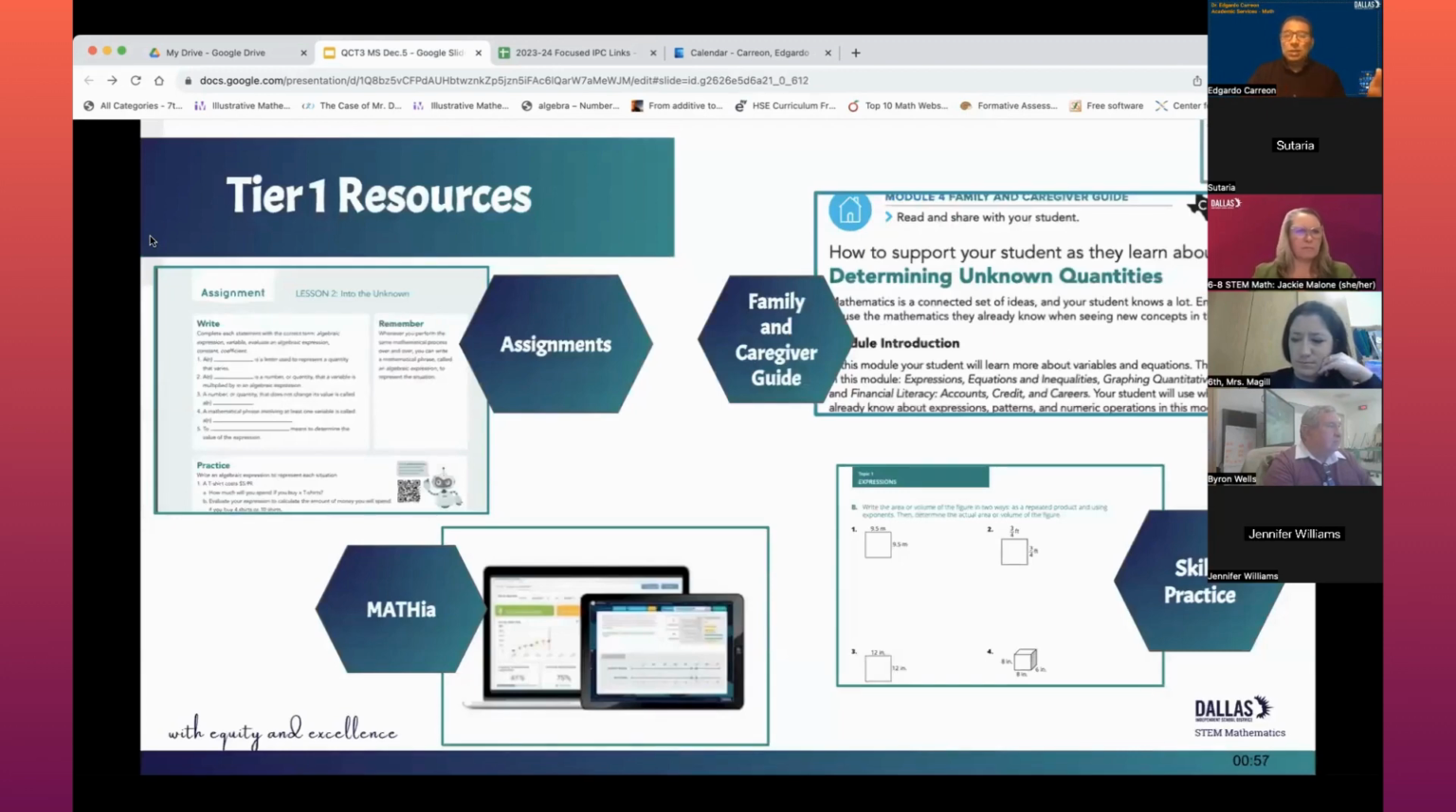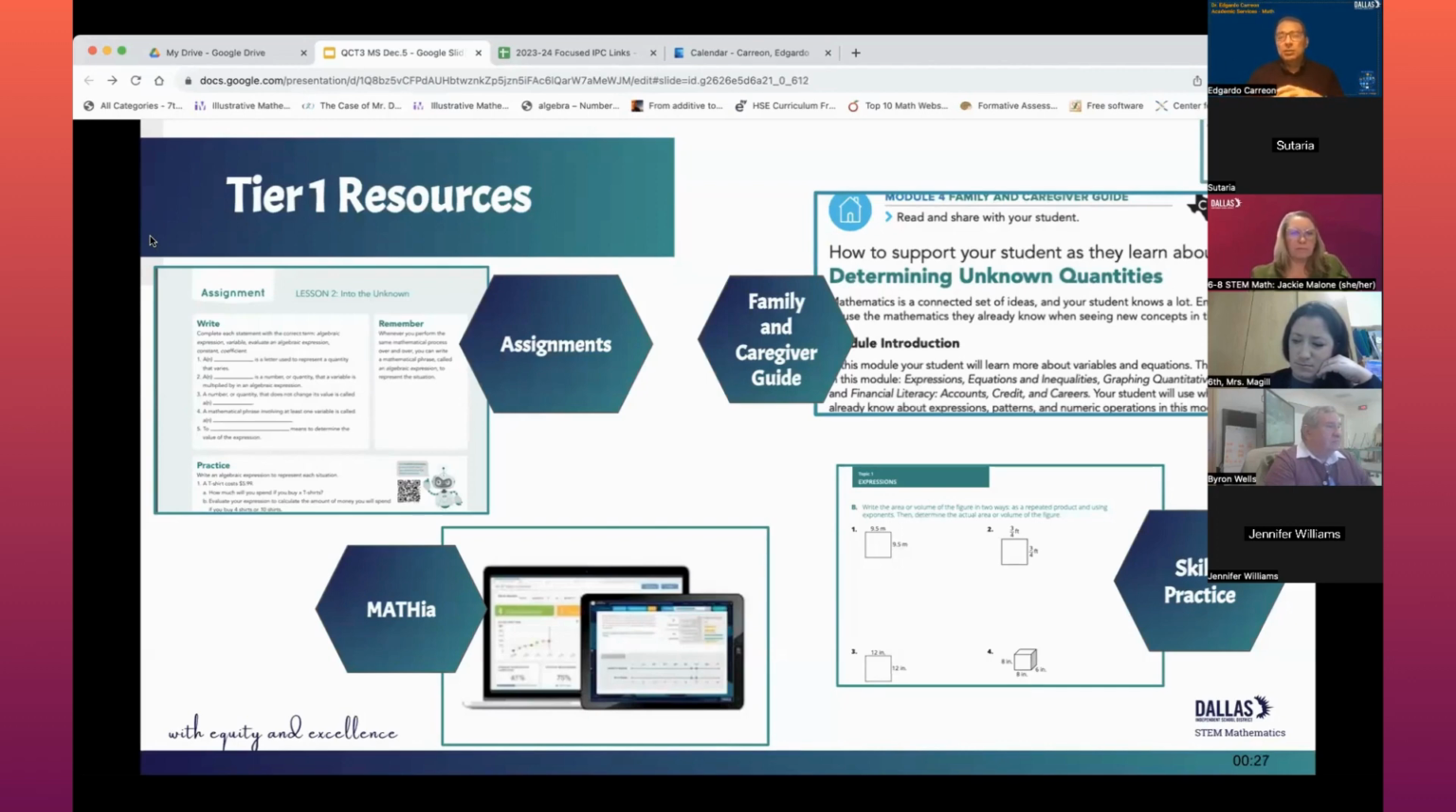When we say tier 1 resources within Carnegie Learning, keep in mind that we are talking about the assignments. We're talking about skills practice. We're talking about the use of Mathia, and absolutely ways that we can send home or provide to parents, if they want to be in the know, what their child is doing and what their child is learning this week or this topic.